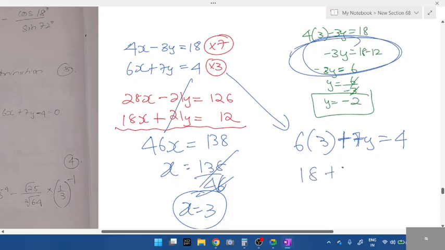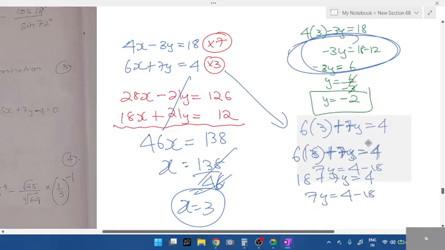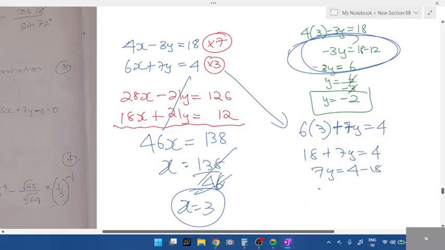6 3s are 18 plus 7y is equal to 4. Plus 7y remains as it is. 4 minus 18, plus 14 or minus 14? 18 is greater. 18 minus 4 is 14. Minus 14 divided by 7. What's the answer? Right. Minus. Do whichever you all want, students.